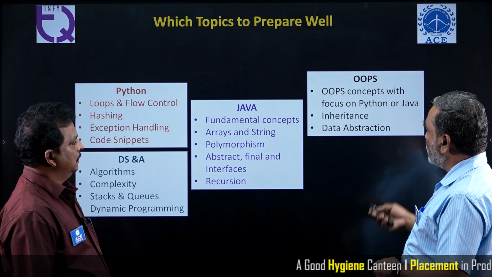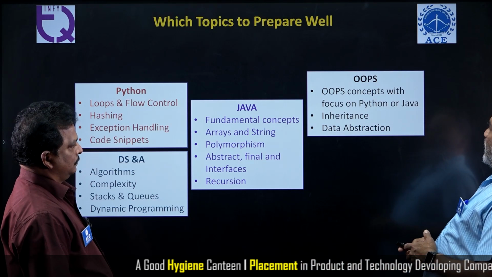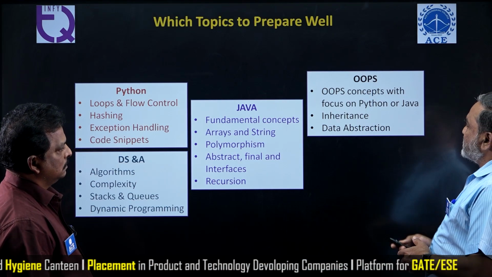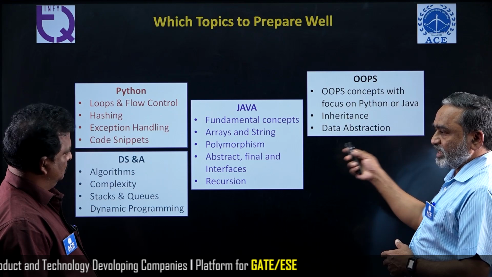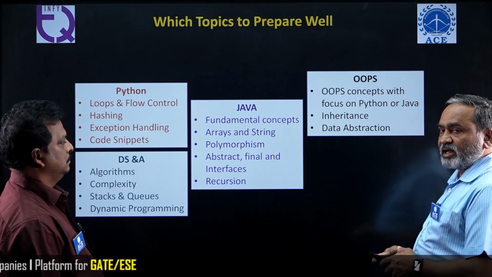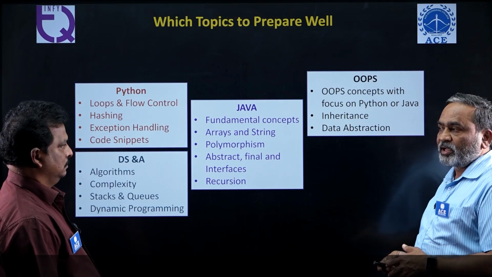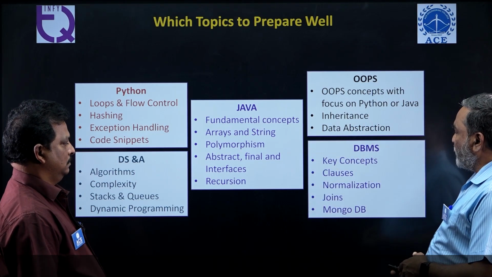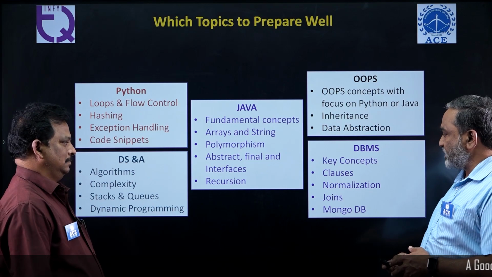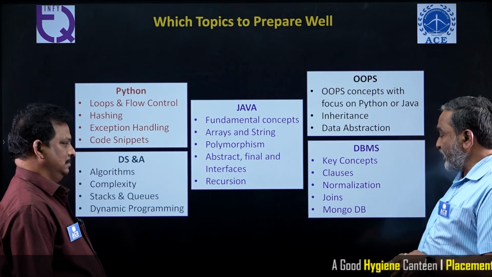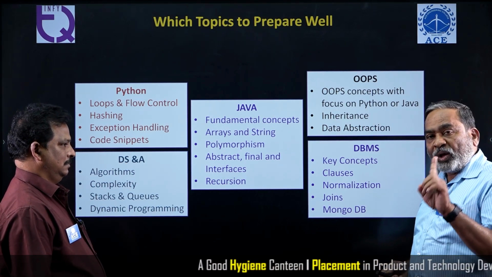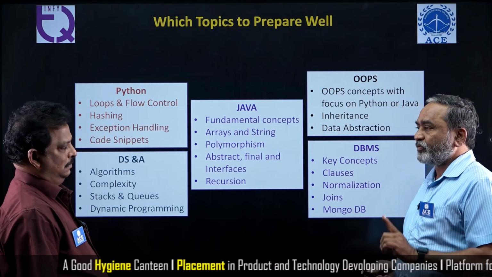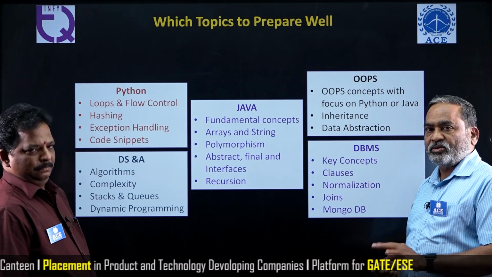Right. The next one, sir, OOPS concepts, with a focus on Python or Java. As we said, there is overlap. Yes. Inheritance and data abstraction are the components that need to be covered better. And the last one, DBMS: key concepts, clauses, normalization, joins, and at least one question will appear from MongoDB. Yes, basics only, right?